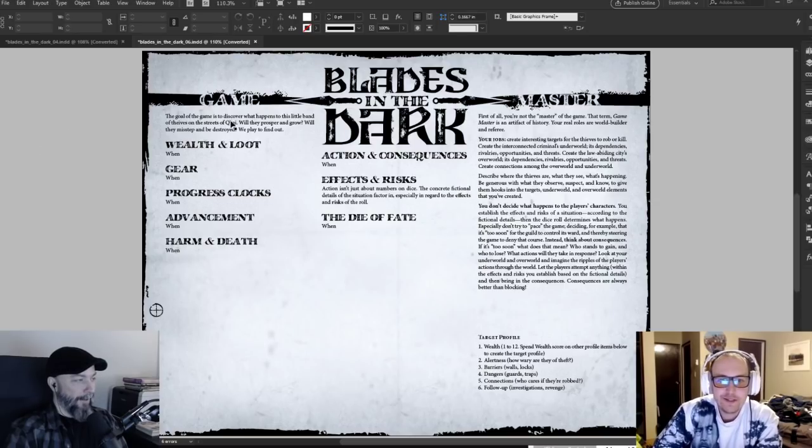I'm getting clever now, and I divided game and master into two columns. So this is the game master page, and the left has game things, wealth and loot, gear, etc. And the master side has the how-to-run-the-game text. And we have progress clocks. Progress clocks have appeared either way in.